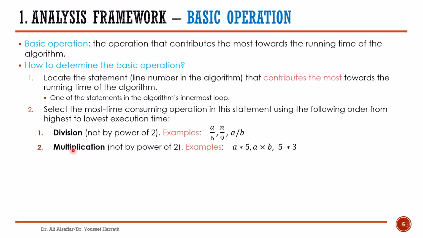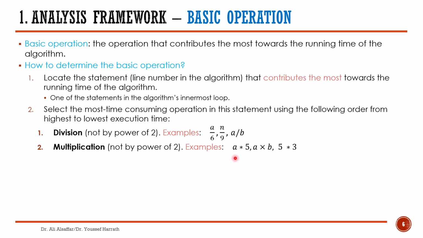The next operation is the multiplication operation, but not by a power of 2. Because multiplying a number by 2 is implemented by shifting the number 1 bit to the left, inserting 0 in the rightmost digit. And shifting 1 bit takes fewer execution cycles than multiplying by 2.